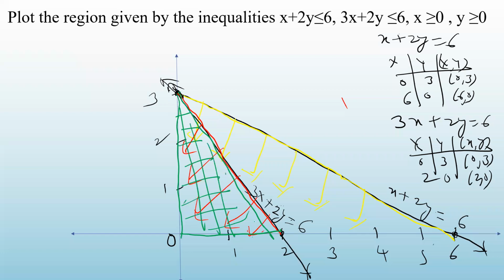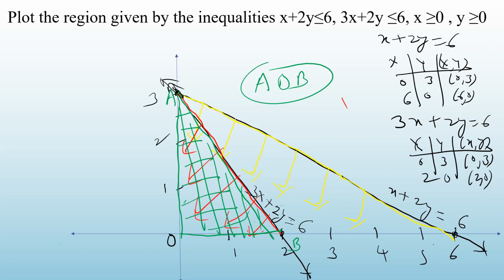this triangle, okay? This triangle I may call it as AOB. So this triangle AOB is what? It is the portion which is given by all the 4 inequalities. Yes or no? You understood?